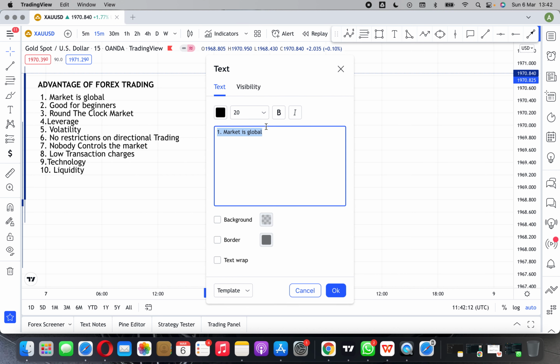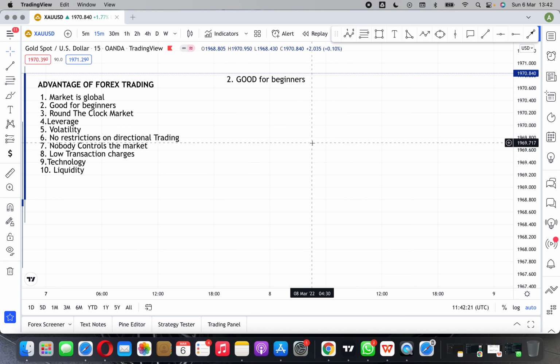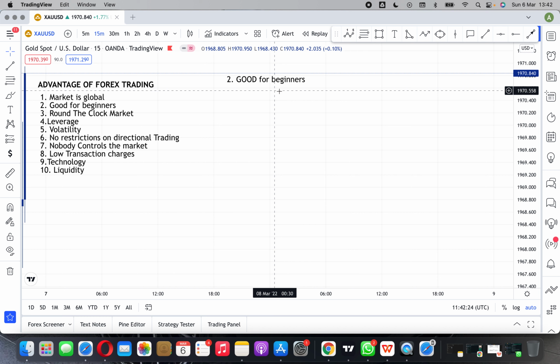Number two says good for beginners. Who are the beginners? These are the newbies, the novices in the market. First-time traders looking to make small investments can easily enter the forex market. One of the many advantages of forex is that brokers offer demo accounts. Using this, beginner traders can test their skills in a market simulation before committing to any deals.